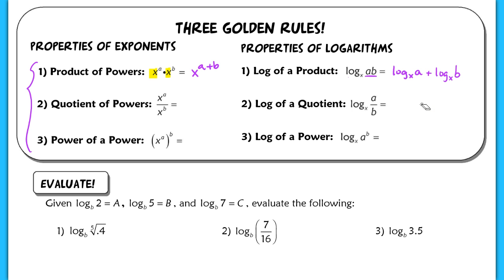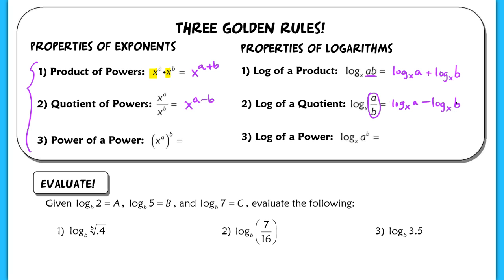Now, when you look at a quotient of powers, you have the same base, right, for both of these. You can simply subtract your exponents. Now, when you deal with the log of a quotient, now I have log base x of a over b, right, it's a quotient here. I can separate these logs and write them as two different logs, and write this as the difference of log base x of a minus log base x of b.